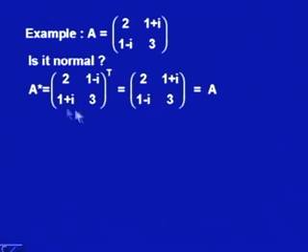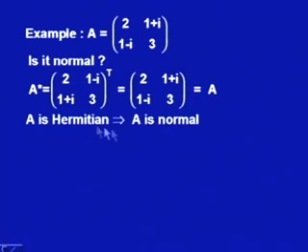So, this is the conjugate, and when we take the transpose, rows become columns: the first row will become the first column and the second row will become the second column. If you compare this matrix with the given matrix, we can notice that this is nothing but A. So, A star is equal to A. So, it is a Hermitian matrix, and we have already proved that a Hermitian matrix is a normal matrix, and in this sense the given matrix A is a normal matrix.